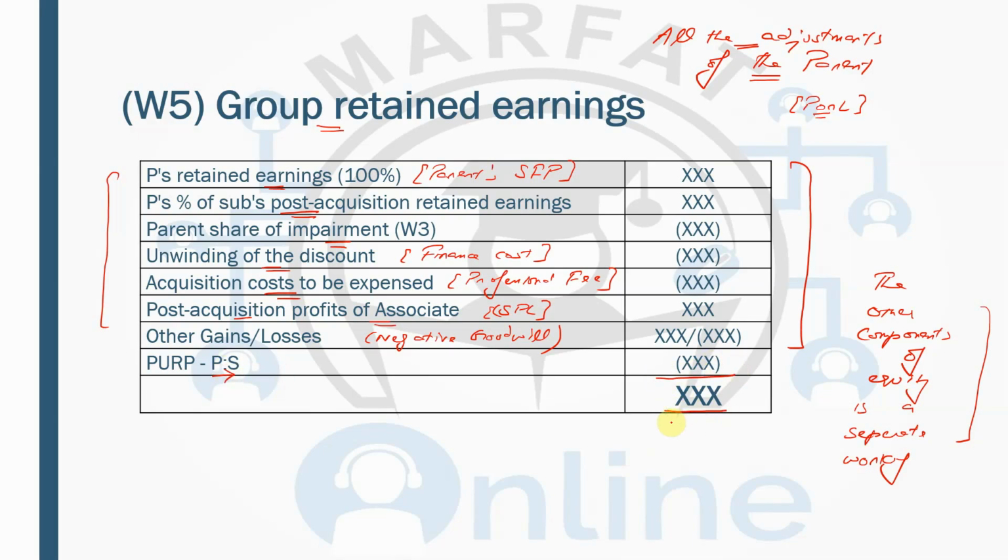So this is the group retained earnings which will be recorded in the consolidated statement of financial position. Now, this is the basic format right in front of you. There are many things, so you cannot learn all those things. Just do remember that any adjustment which is related to the parent, and the second point is that it should be related to the profit or loss, not the other comprehensive income or the other components of equity, because that has a separate working.